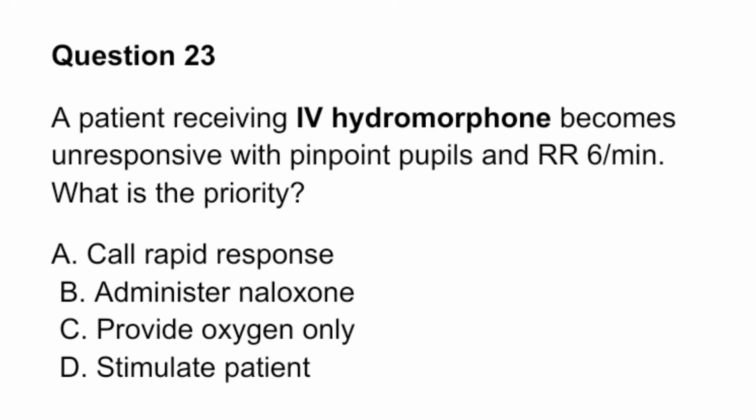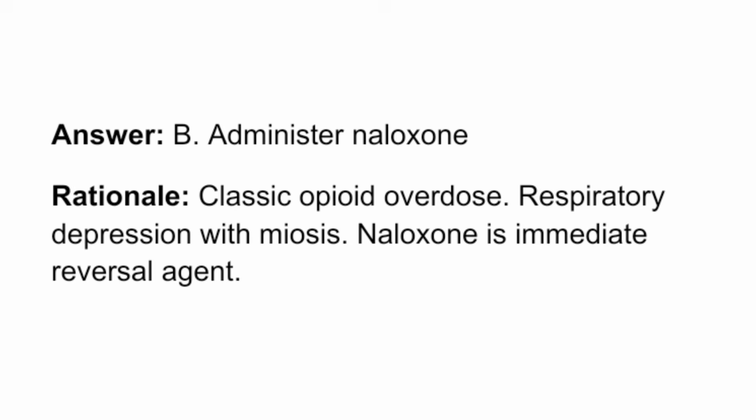Question 24. A patient receiving IV hydromorphone becomes unresponsive with pinpoint pupils and RR 6 per minute. What is the priority? A. Call rapid response. B. Administer naloxone. C. Provide oxygen only. D. Stimulate patient. Answer: B. Administer naloxone. Rationale: classic opioid overdose. Respiratory depression with meiosis. Naloxone is immediate reversal agent.